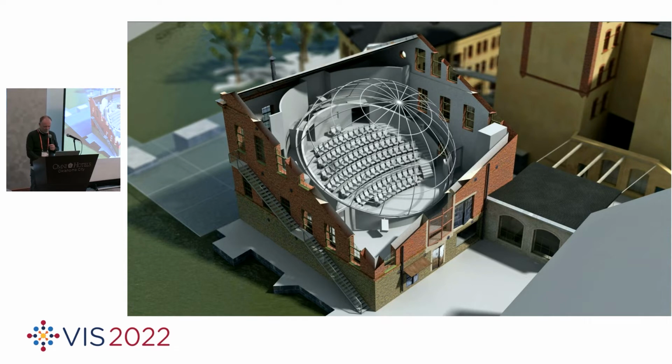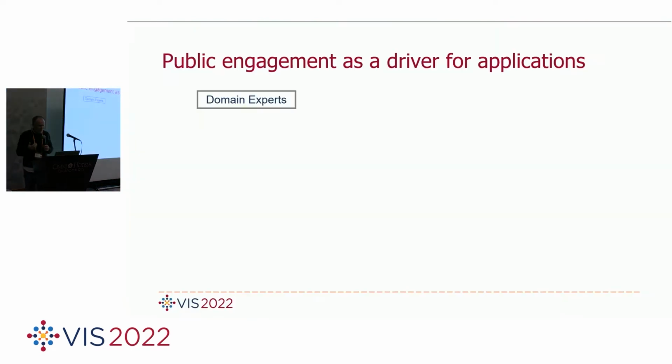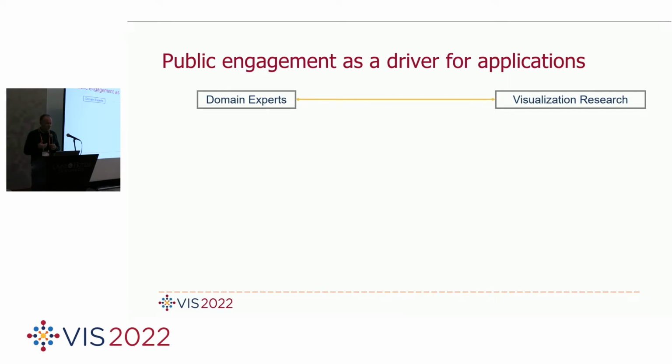It was pretty amazing. But what I wanted to do is to reflect a little bit over the notion of using public engagement as really a driver for application-oriented research that we're doing. And if we just start off, it's a little bit of a simple visualization that I put together. We start off with the domain experts, and we have this desire to connect the domain experts with the visualization research that we are doing. And this is sort of the standard approach that many of us have.